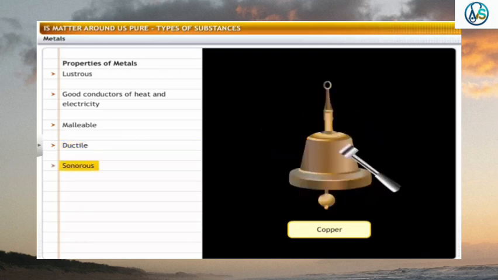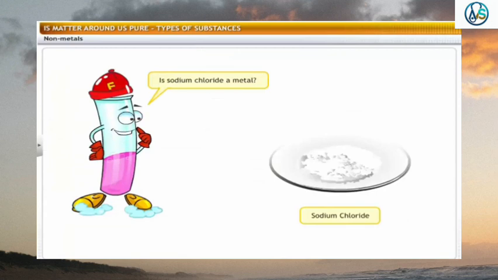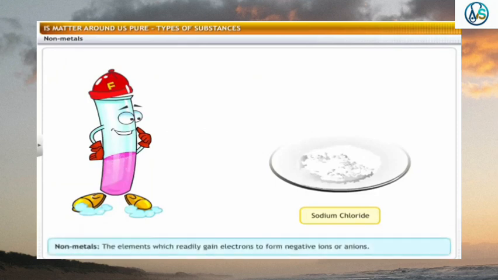Metals are sonorous. They give a ringing sound when they are hit by a hard iron rod. For example, copper. Almost all metals are solids except mercury, which is a liquid at room temperature. Is sodium chloride a metal? No, it's not. Let me tell you about nonmetals.